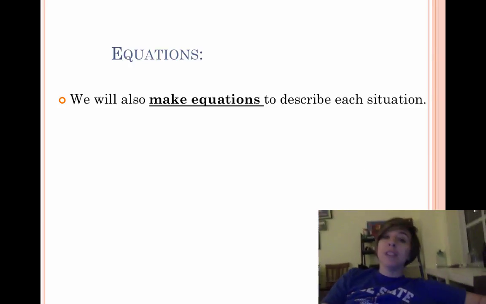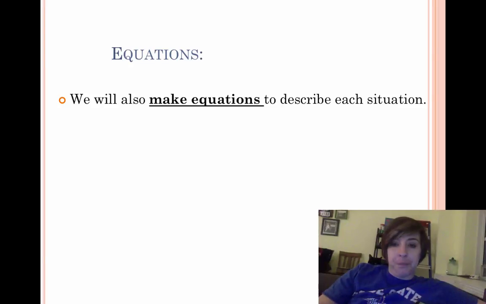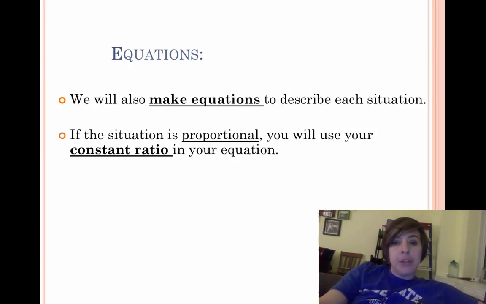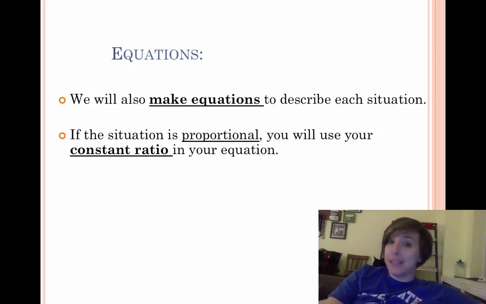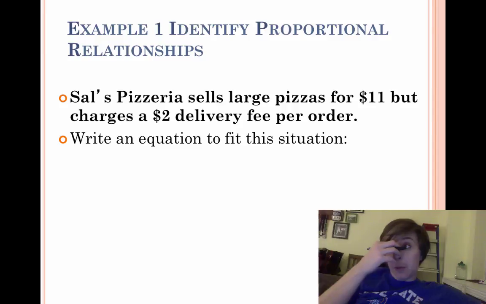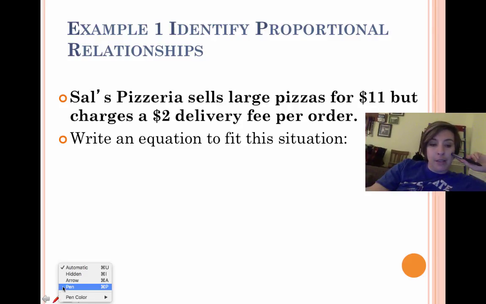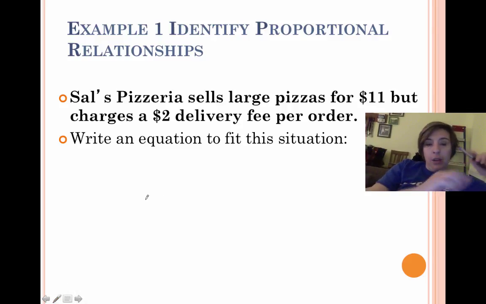So, we can also make equations to describe each situation. I did this a little bit earlier in the video. If a situation is proportional, you will use your constant ratio in your equation. Make sure you are defining your variables. So we're just going to go over this kind of quickly. We're going to work more on this after spring break. You won't have a ton of questions about this on your quiz. You should also kind of sort of know how to do this sort of stuff from Mr. Cook's room.